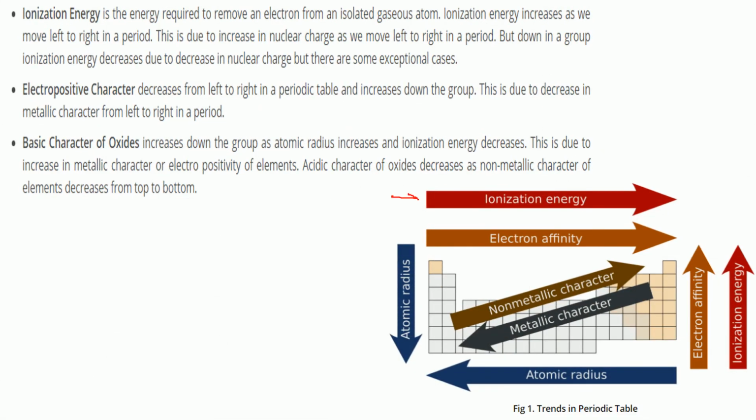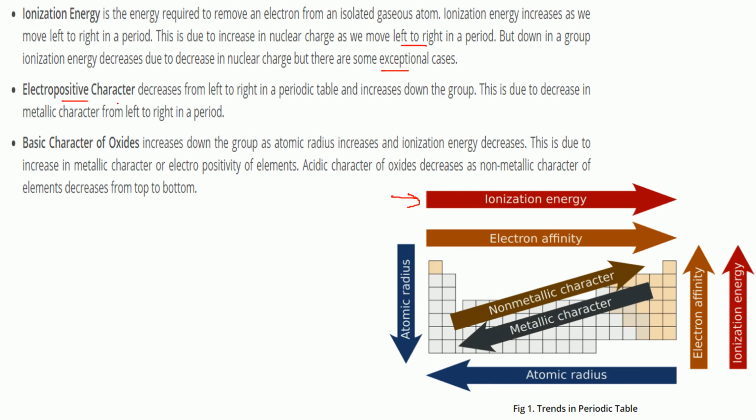The ionization energy is the energy required to remove an electron from an isolated gaseous atom. Ionization energy increases as we move from left to right in a period. Why is this happening? Because of the increase in the nuclear charge as we move from left to right in a period. But when you come down the group, ionization energy decreases due to decrease in nuclear charge. But there are certain exceptional cases also.